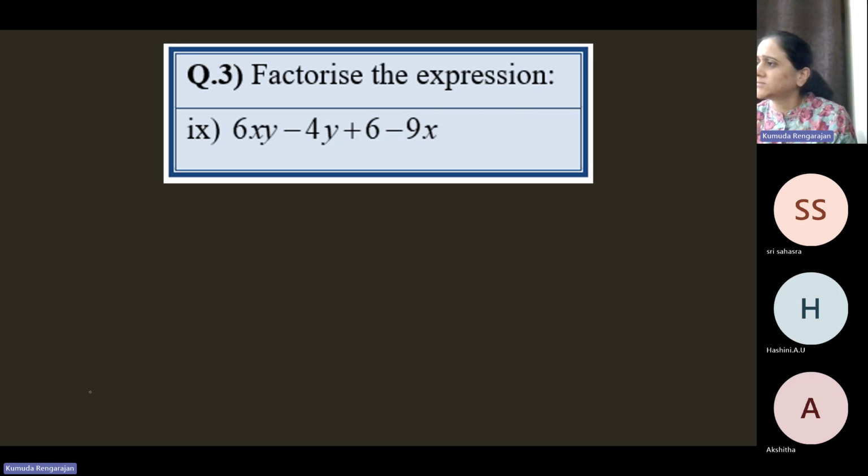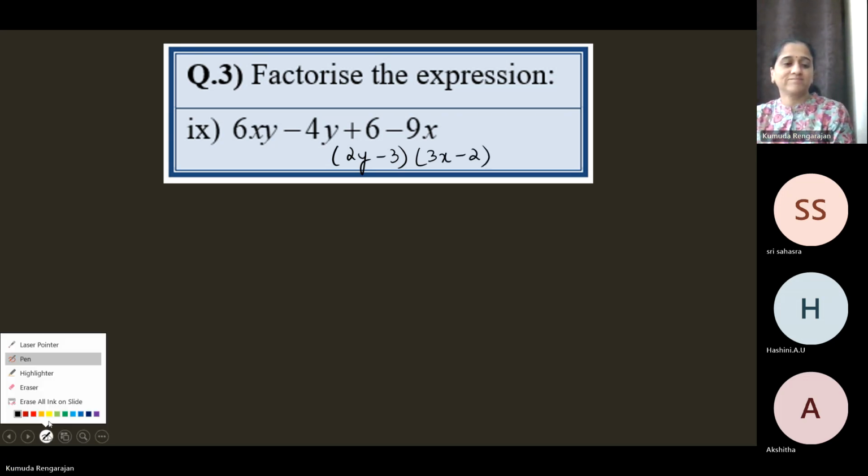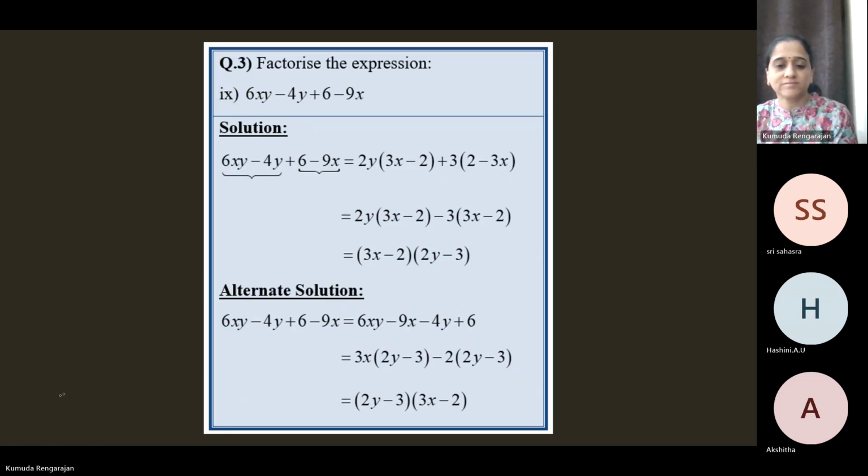Factors? 2y minus 3 into 3x minus 2. 3x minus 2, 2y minus 3. Correct.